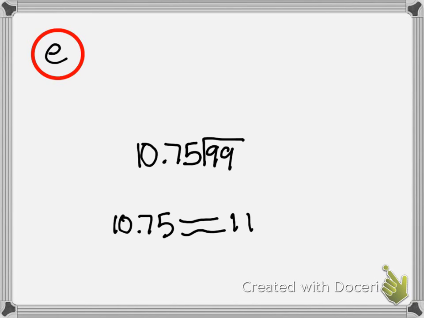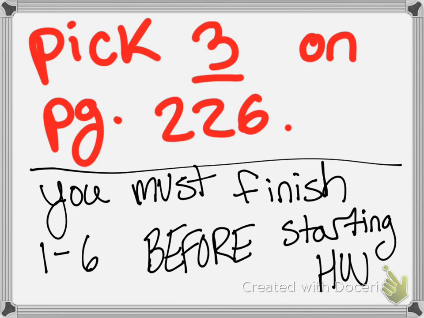Excellent. So when you do that, we're going to change our number outside the house. We're going to change our divisor, and we change it to 11. How many times, Malia, does 11 go into 99? 9 times. Excellent, you guys. Great work on these problems. I want you guys to pick 3 problems on page 226 to solve.